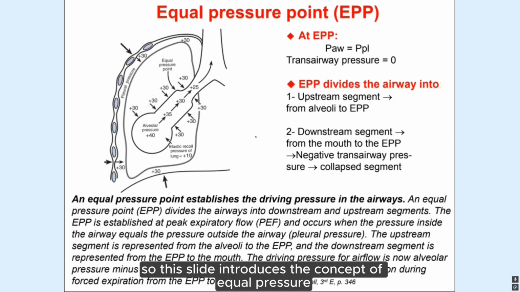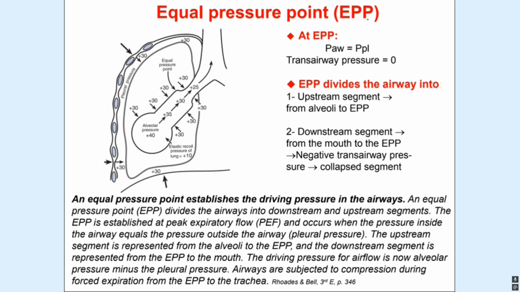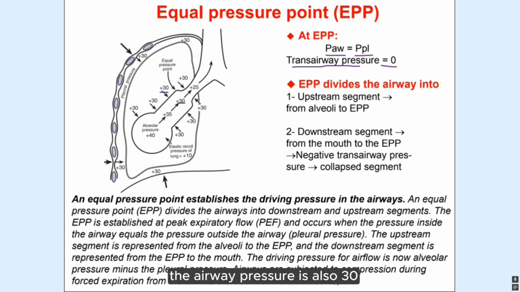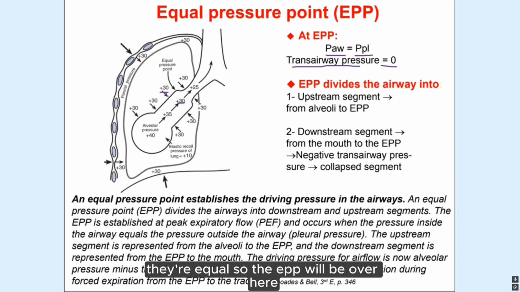So this slide introduces the concept of the equal pressure point, or EPP, and describes it as the point at which the airway pressure is equal to the pleural pressure. The transairway pressure will be 0. So if you look at the figure on the left, the EPP would be located over here, because you can see the pleural pressure is 30, the airway pressure is also 30, they're equal, so the EPP will be over here.